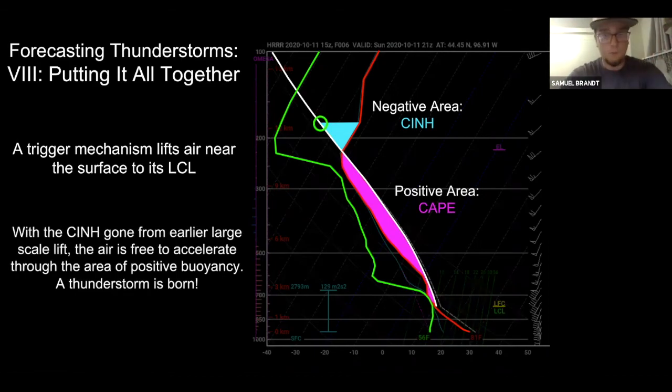It'll accelerate upwards, and then eventually it gets slowed down as it becomes negatively buoyant above this level here, which we call the equilibrium level. So with the CIN gone from large scale lift earlier in the day, the air is free to accelerate throughout the layer with lots of positive buoyancy, and a thunderstorm is born. So that's really the basics behind what it takes to make a storm.